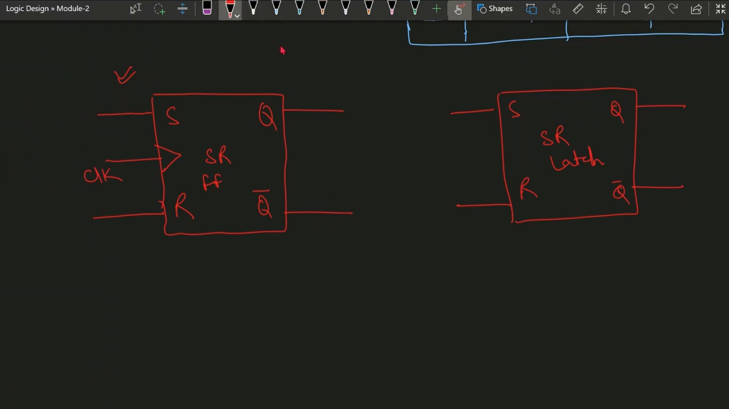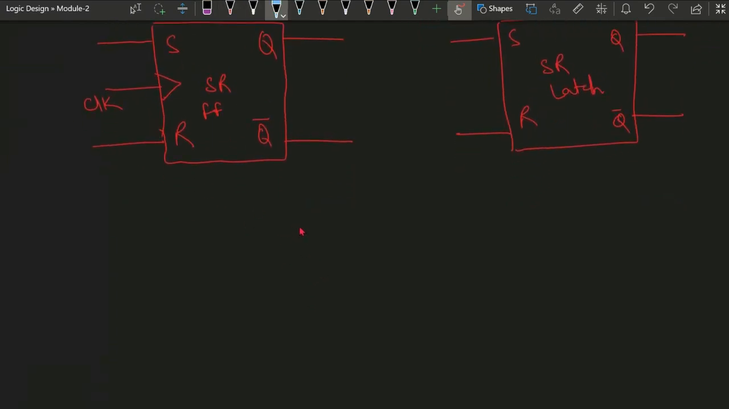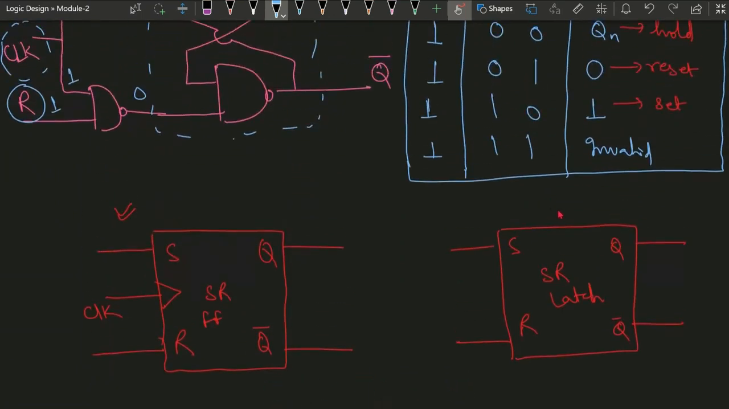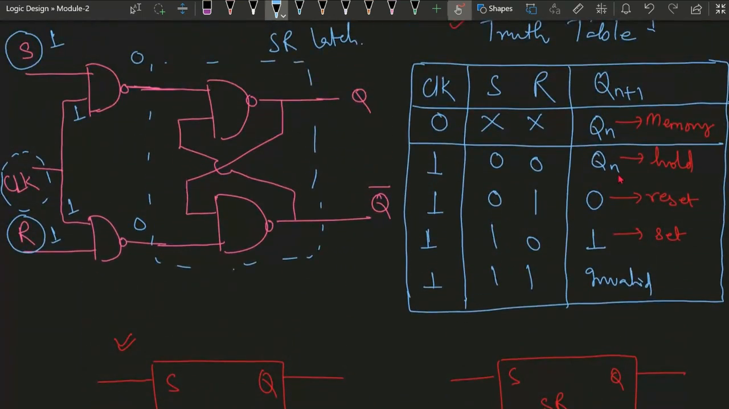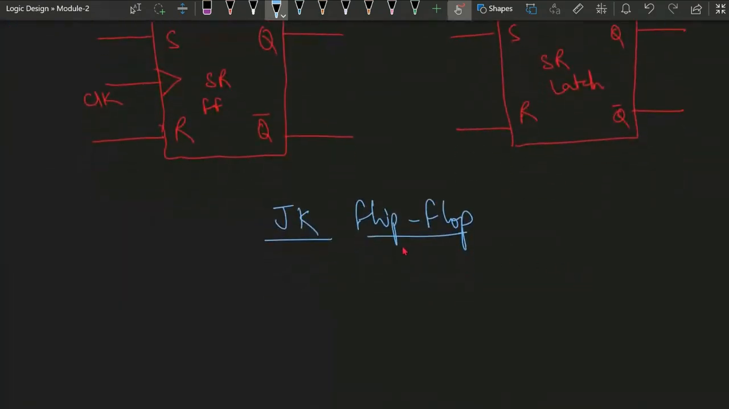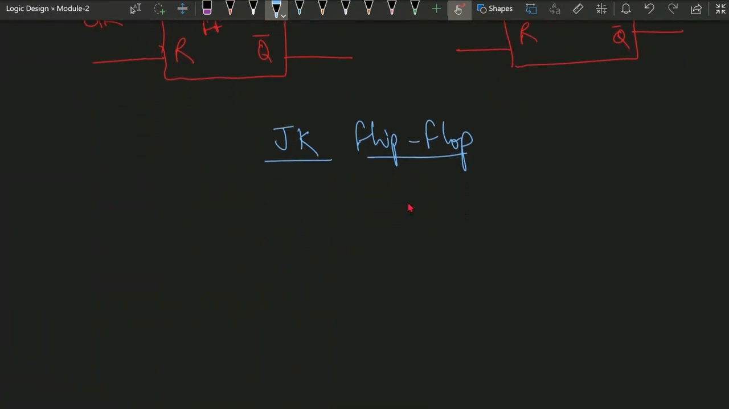Next, we will be looking at implementing the JK flip flop with the help of the SR flip flop. In the implementation, you can just see the truth table. In all other modes, that is okay. But when S and R are 1 and 1, there is an invalid case. We should be avoiding this, but in terms of implementation, we can't avoid it. That's why there is a requirement for another flip flop. To remove the invalid state of the SR flip flop, the JK flip flop is implemented.